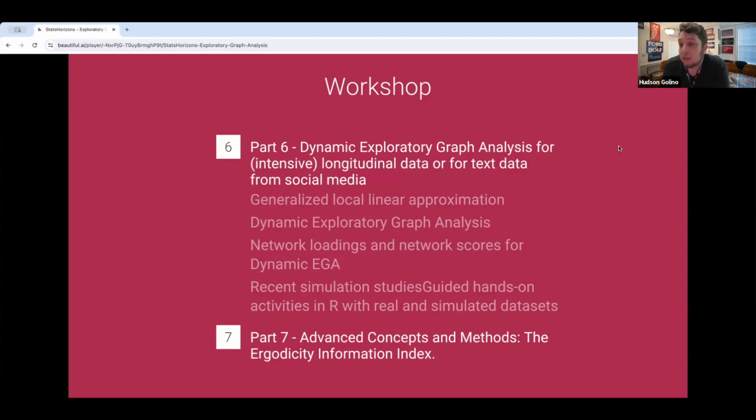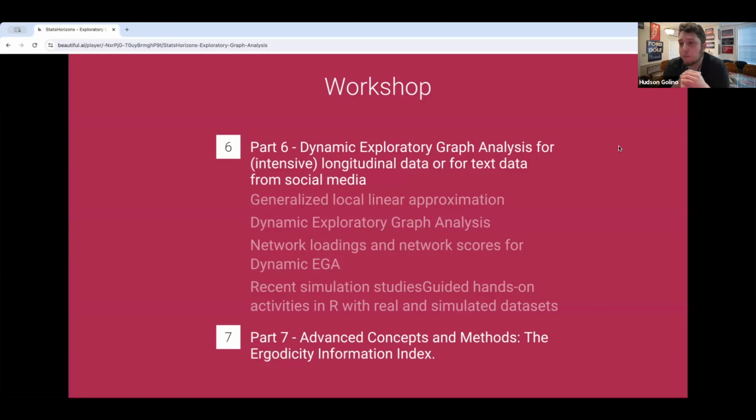In part 7, I am planning to talk about the ergodicity information index and how we can answer the question, okay, if I have intensive longitudinal data or multivariate time series, can I use the population structure to describe all individuals? Meaning, do we have ergodicity in the system of variables? Or by doing so, we lose information, and then we need to have one network structure for each individual in our sample. And I'm going to introduce the ergodicity information index.